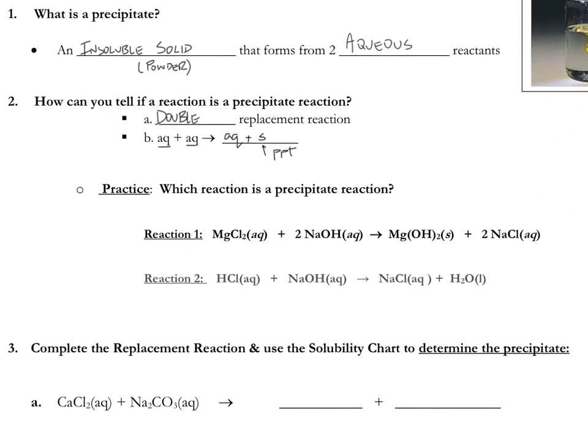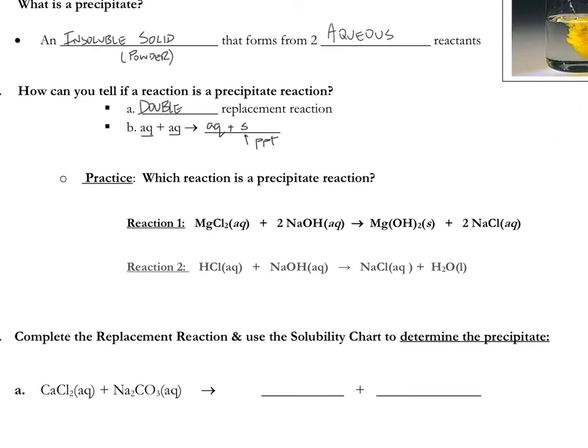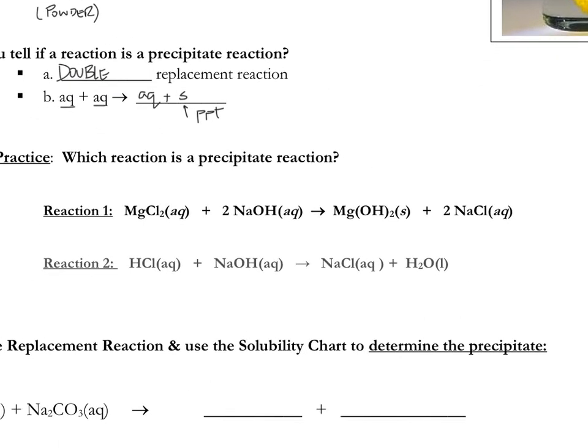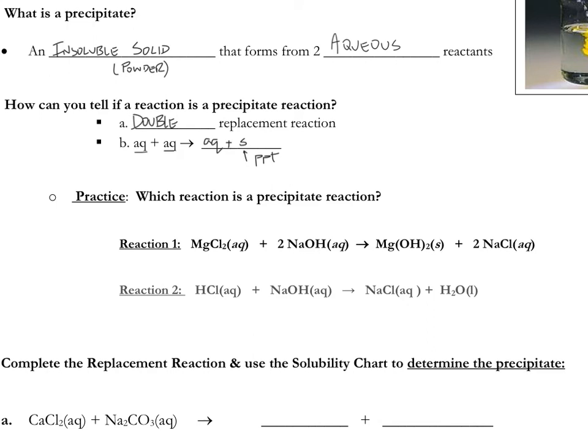All right, so let's figure out which is my precipitate in this reaction. In reaction 1, I've got magnesium chloride, aqueous, plus sodium hydroxide, aqueous, which produces magnesium hydroxide, a solid, and sodium chloride, aqueous. I can identify the precipitate easily because I've got an aqueous solution here and an aqueous solution here, and from two aqueous solutions it produces a solid. This is my precipitate.